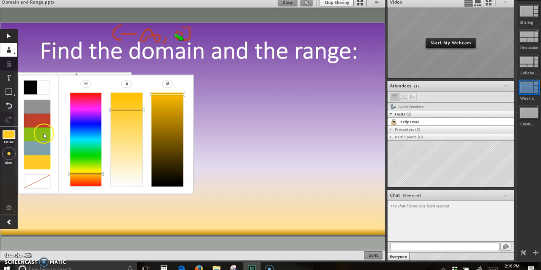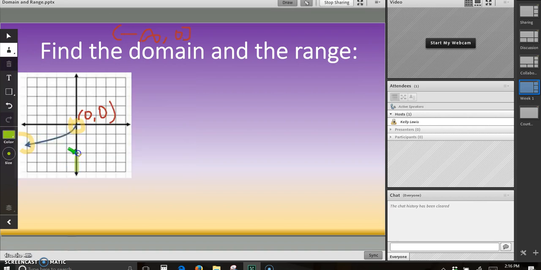Then, as I'm reading from the bottom, I have an arrow, so negative infinity. As I read up, I come up here, it stops again, and the y value is 0.